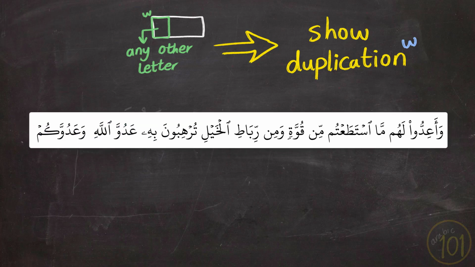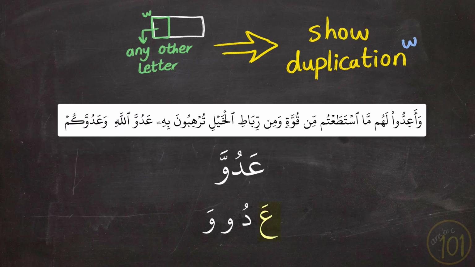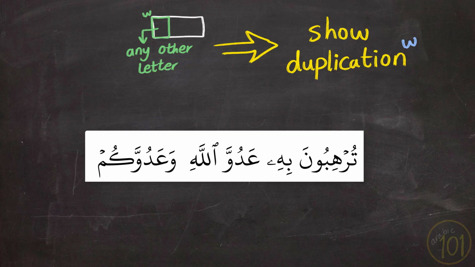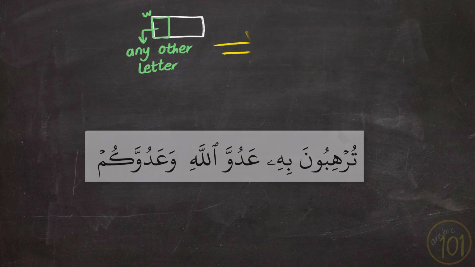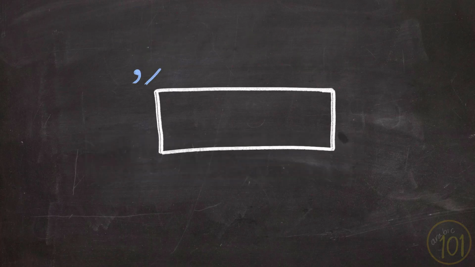So here we said ʿaduww. We did not say ʿadu, and we did not say ʿadoo, because that would mean that there's just one waw at the end of the word, while there is two. So, stopping at this word would mean you would say it like that: turhibuna bihi ʿaduww.